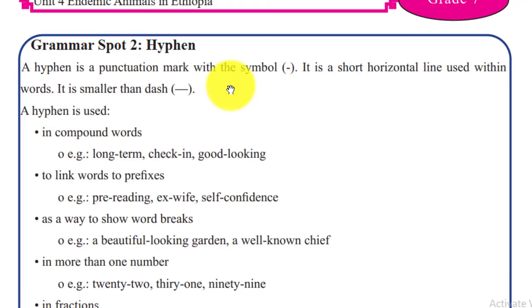It is a type of punctuation mark with this symbol. The hyphen is a short horizontal line. Horizontal means it is drawn sideways. It is short; if it is longer, it is called a dash. It is used within words. It is smaller than a dash; a dash is just somewhat longer. So, when do we use a hyphen?